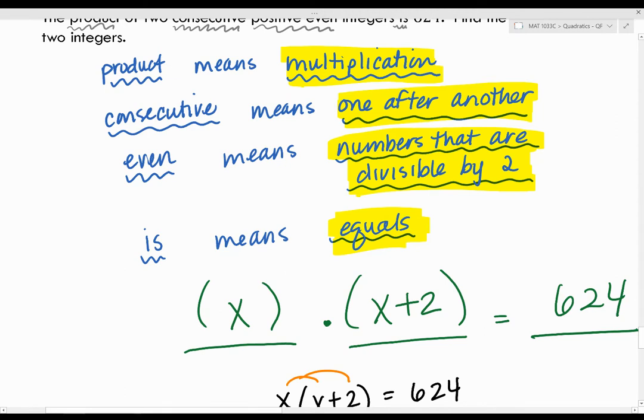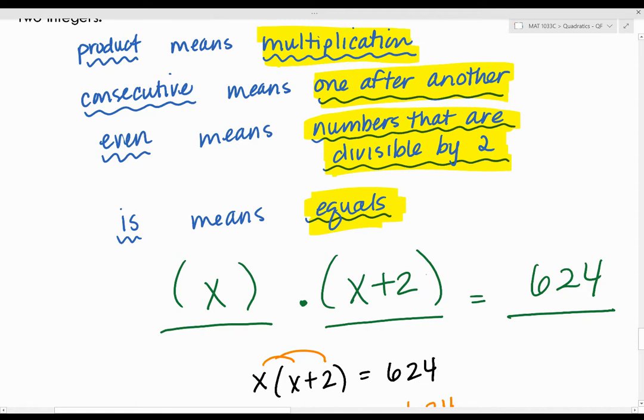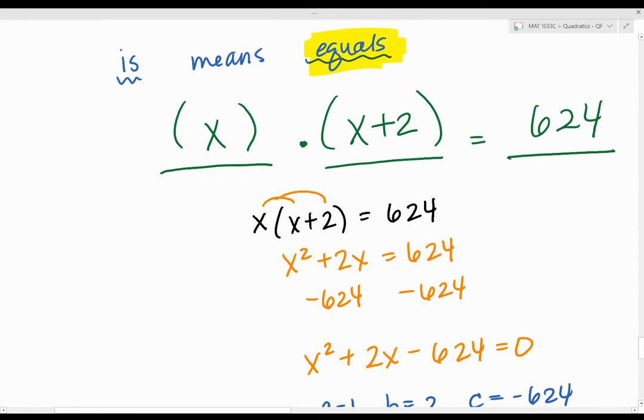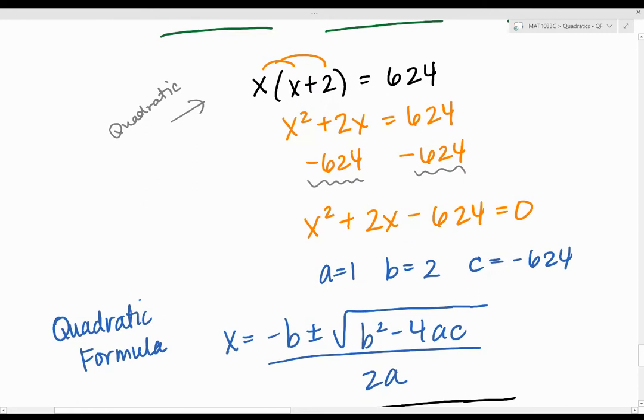So my first integer is x, my second one is x plus 2, and they have to equal 624 when I multiply them together. So I simplified that. We have to multiply x times x plus 2, so we distribute the x to the two terms, and they equal 624. At this point, I see that it's going to be quadratic. Since it's quadratic, I need to put it in standard form. So I subtract 624 from each side to put it in standard form.